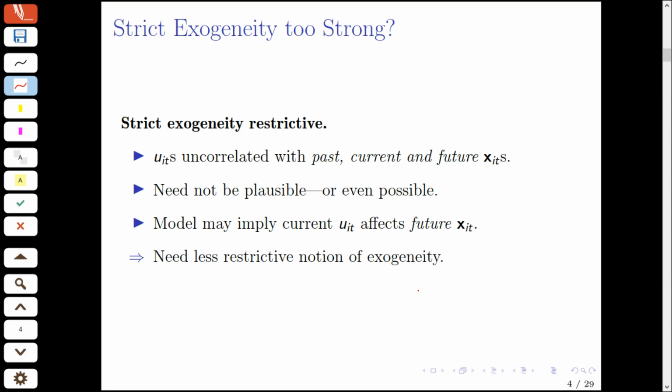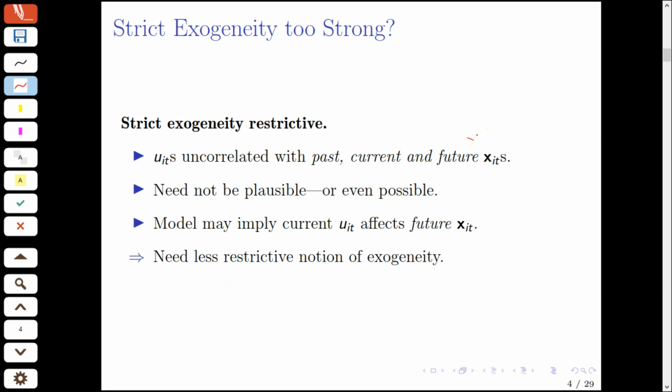So at this point, we're going to ask ourselves the question, is the strict exogeneity assumption a strong assumption? And is it in fact too strong? Well, we know that it's certainly restrictive in that it implies that the idiosyncratic errors in any given period should be uncorrelated with not only past and current values of the regressors, but also future regressors.